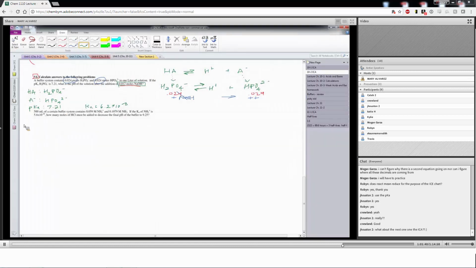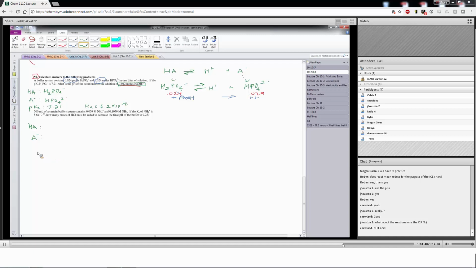So first of all, what's my acid? What's my conjugate base? What's my Ka or pKa? Excellent, NH4 plus is my acid. Recognizing which is your acid and base is important here. And then my conjugate base must be my NH3. And they gave me here a Ka instead of a pKa. So I'll write this down: 5.6 times 10 to the minus 10.